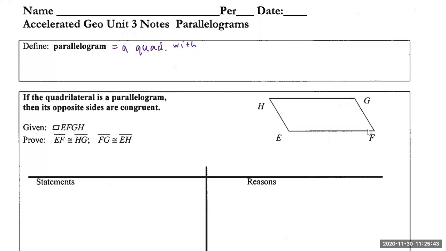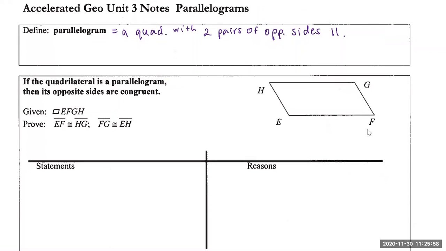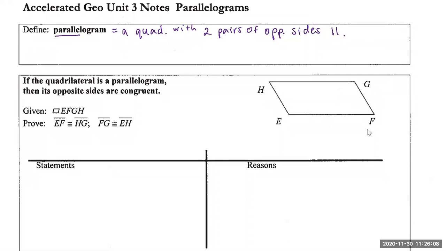So a quadrilateral with two pairs of opposite sides parallel. Okay, so remember the word congruent is not in parallelogram. Only the word parallel is in the word parallelogram. So a quadrilateral with two pairs of opposite sides parallel.